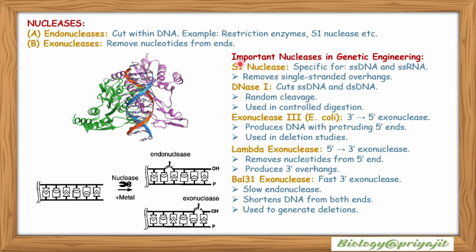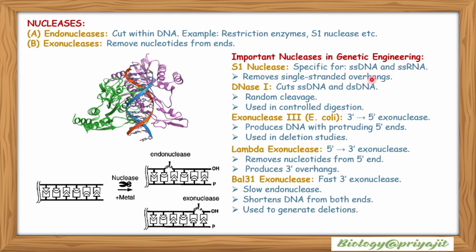Nucleases: this is the image showing the three-dimensional structure of a nuclease. Endonucleases cut within DNA. Examples are restriction enzymes, S1 nuclease, etc. Exonuclease always removes nucleotides from the end sites. This is the image of S1 nuclease. It is specific for ssDNA and ssRNA. They are among the most important nucleases in genetic engineering.